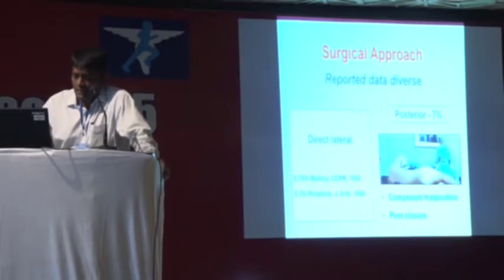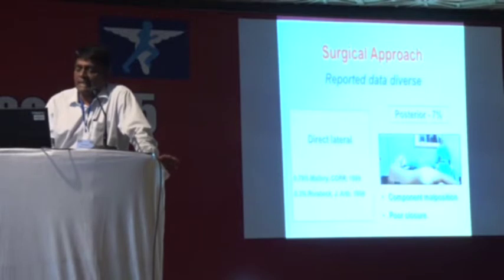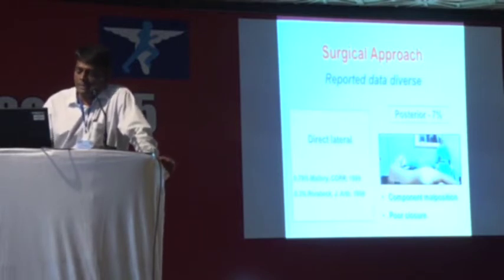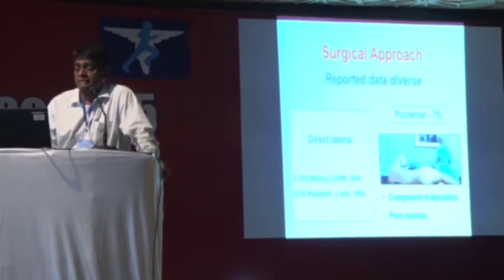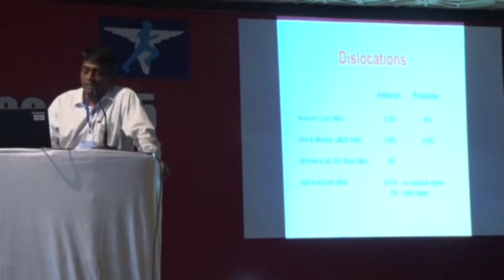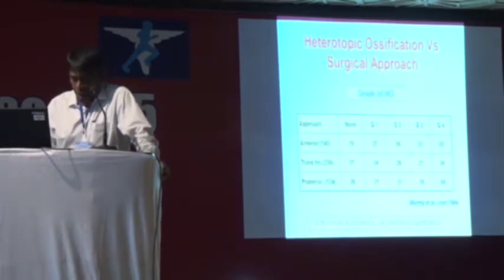So, regarding the various approaches, various data, you can argue whichever way you want. As I told you, for the posterior approach the reported rates are 7%, but if you do a good capsular closure, it comes to less than 1%. Dislocations have always been a thing, but if you close the capsule, there's no issue with any approach.